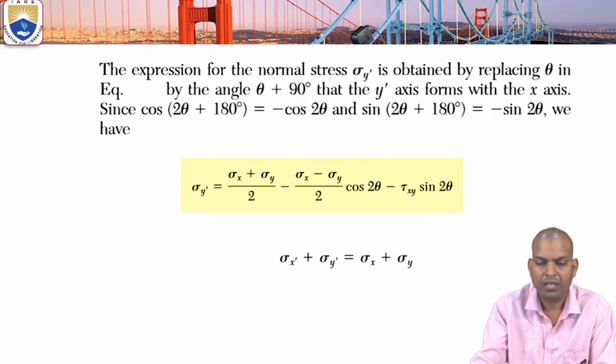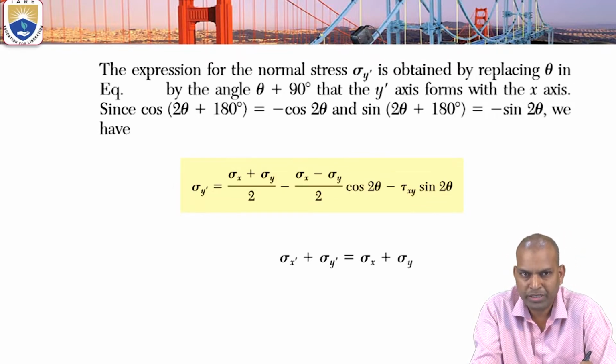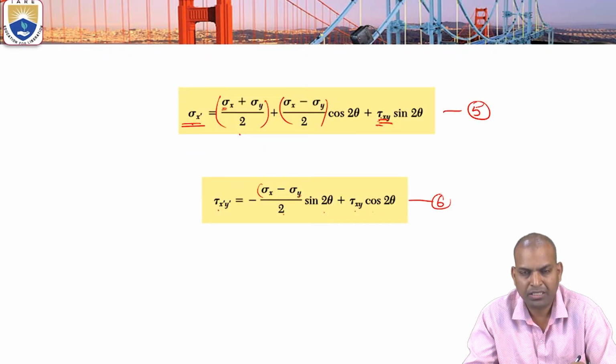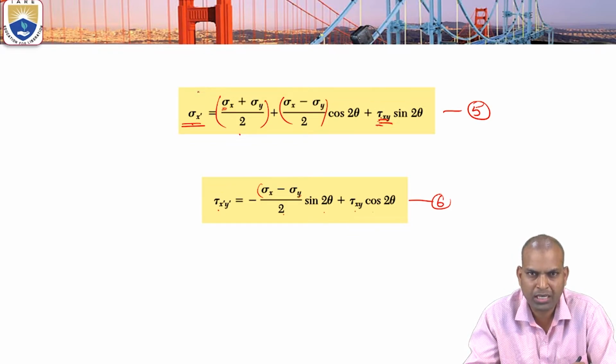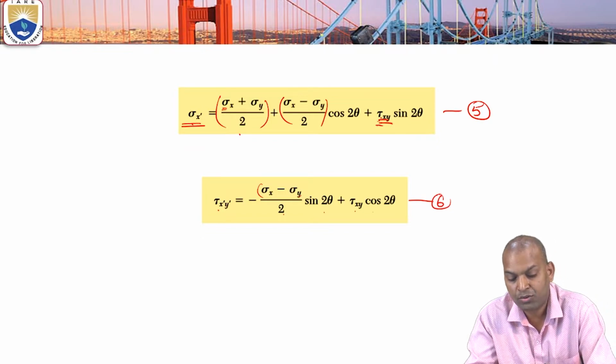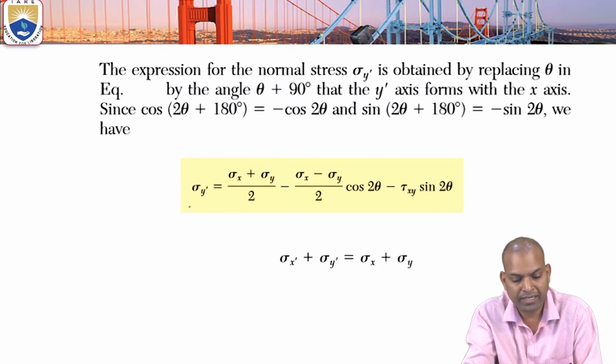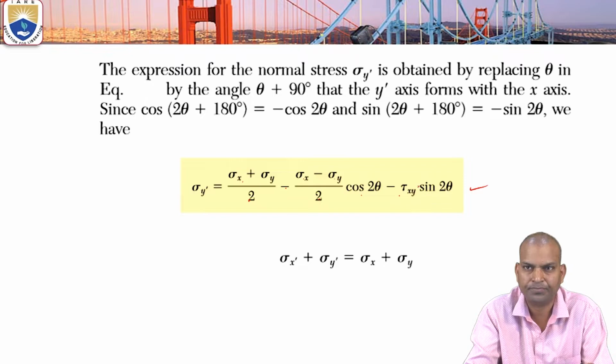Now another term, sigma y dash, is to be calculated, but it is very simple. We can resolve along the y axis, or another shortcut is that in the place of theta in sigma x dash, because this y dash is 90 degrees to the axis x dash, substitute 90 plus theta. Then cos 2 times (90 plus theta) and sin 2 times (90 plus theta), and you can get the value of sigma y dash. That is, sigma y dash equal to (sigma x plus sigma y) by 2 minus (sigma x minus sigma y) by 2 cos 2 theta minus tau xy sin 2 theta.